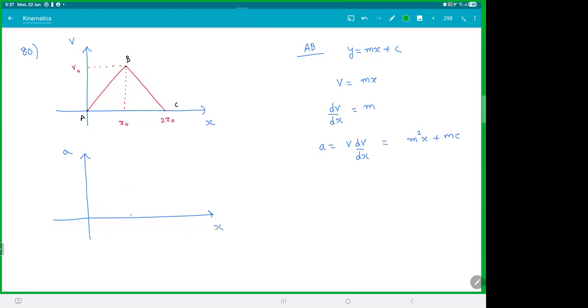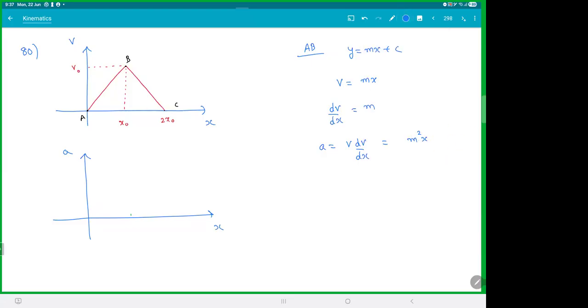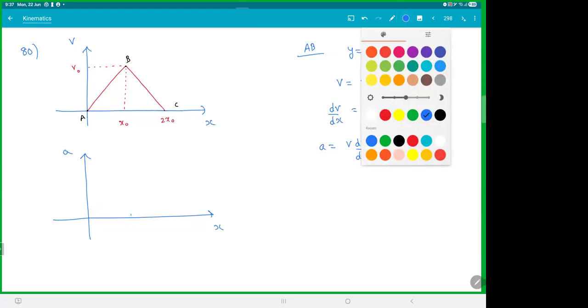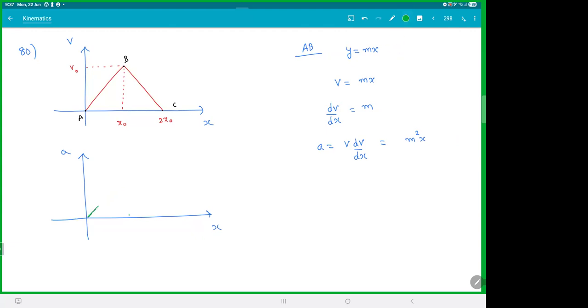Wait, this C is 0 initially, my mistake. V is equal to mx, so A is equal to m square x. Yeah, here C is 0. This is a line passing through the origin, and yeah.